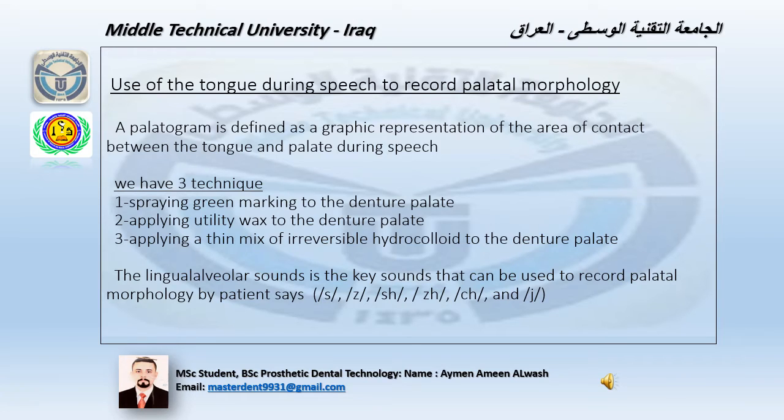And we have three techniques. Number one, spraying green marking to the denture palate. Number two, applying utility wax to the denture palate. Number three, applying a thin mix of irreversible hydrocolloid to the denture palate.